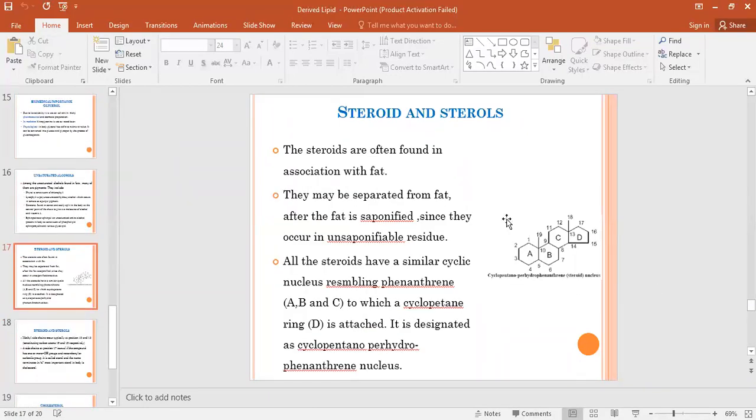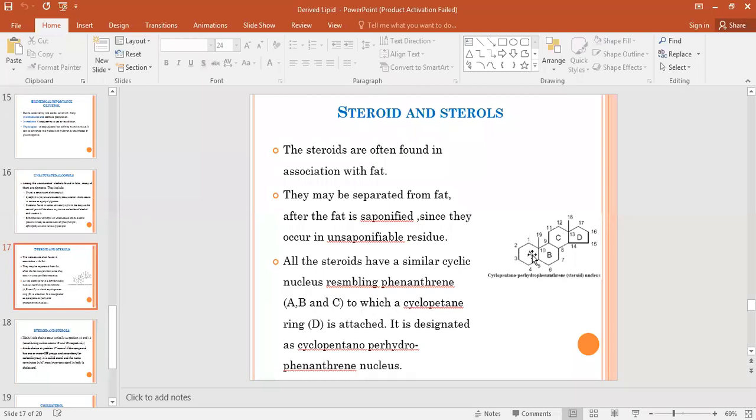Steroids and sterols. Steroids are also an example of alcohol. Steroids are often found in association with fats. They may be separated from fats after the fat is saponified, since they occur in the unsaponified residue. All the steroids have a similar cyclic nucleus resembling phenanthrene, to which a cyclopentane ring D is attached.